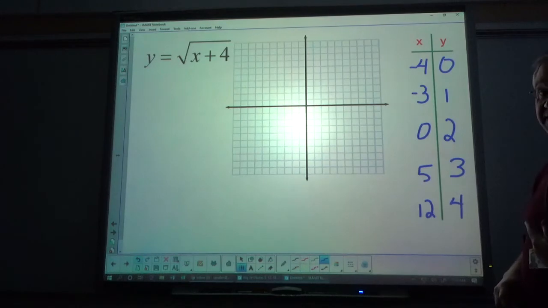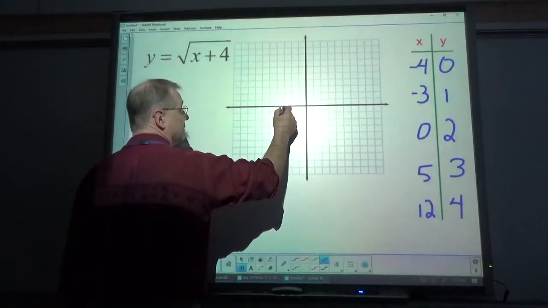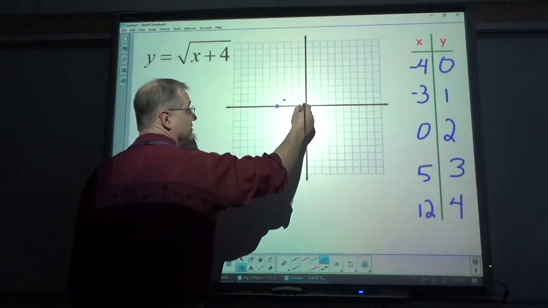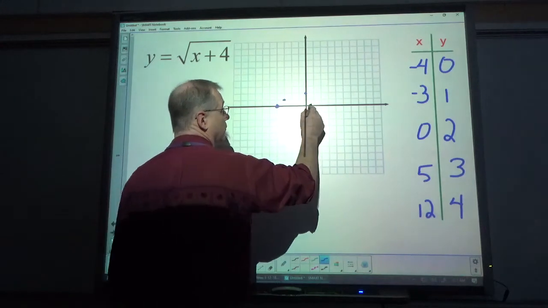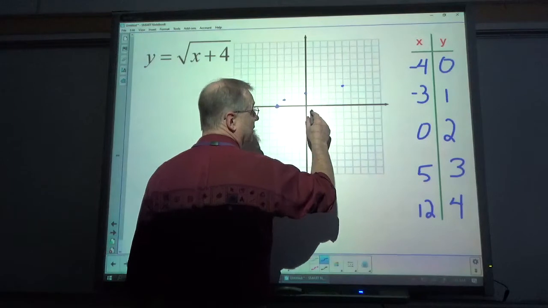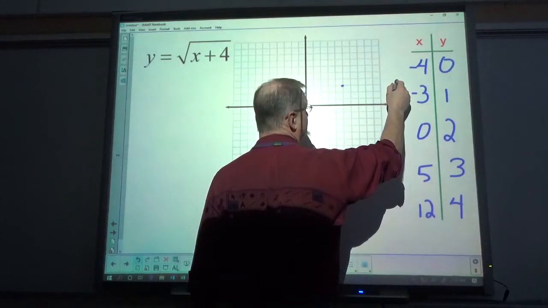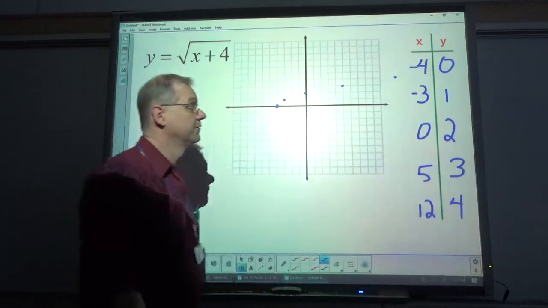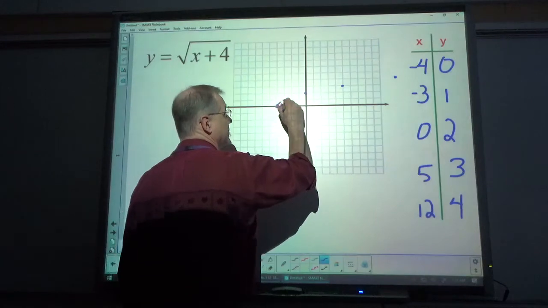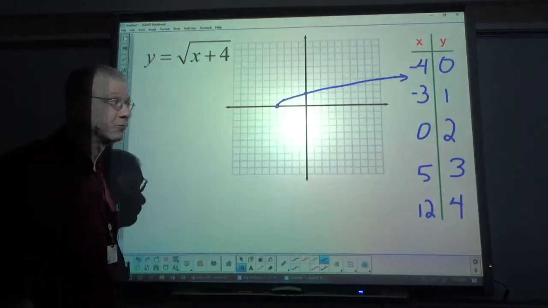Now I can plot these points. Negative 4, 0. Negative 3, 1. 0, 2. 5, 3. And 12, 4. About there. So when I graph this, it starts here, arcs up, and it keeps going in that direction, upward and to the right.